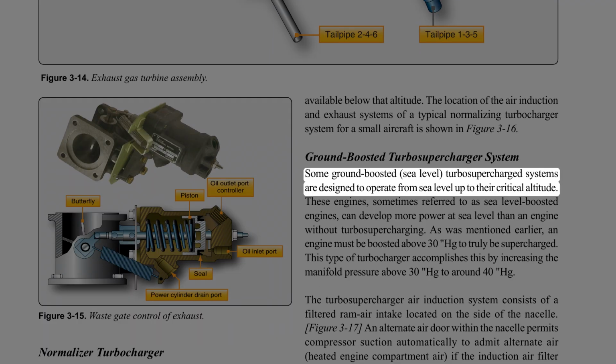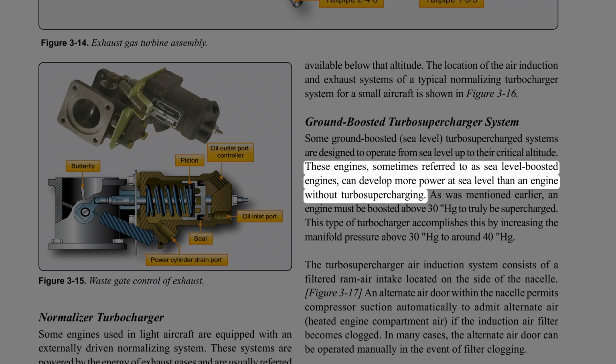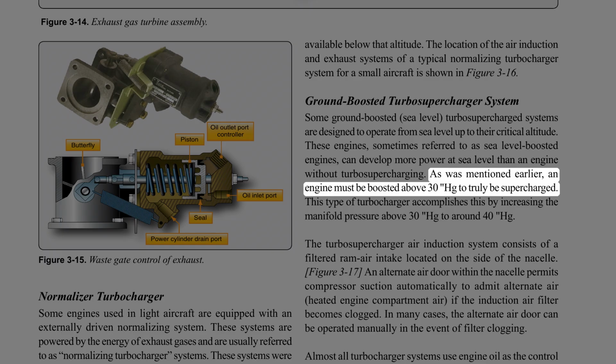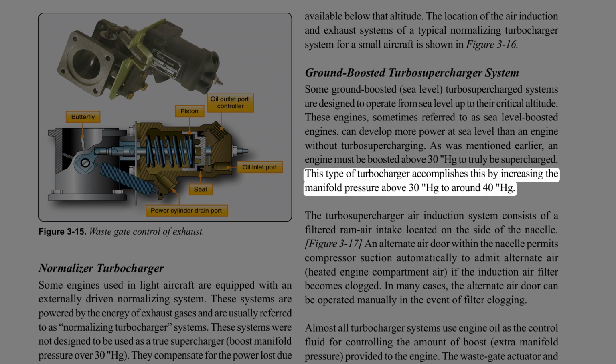Ground-boosted turbosupercharger system. Some ground-boosted, sea-level, turbosupercharged systems are designed to operate from sea level up to their critical altitude. These engines, sometimes referred to as sea-level boosted engines, can develop more power at sea level than an engine without turbosupercharging. As was mentioned earlier, an engine must be boosted above 30 Hg to truly be supercharged. This type of turbocharger accomplishes this by increasing the manifold pressure above 30 Hg to around 40 Hg.